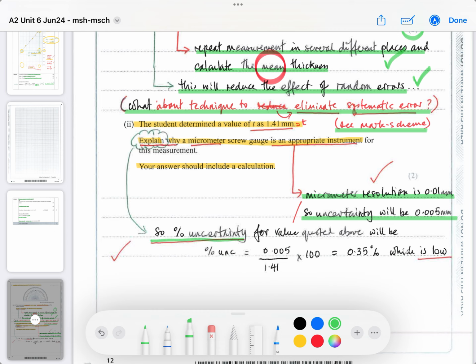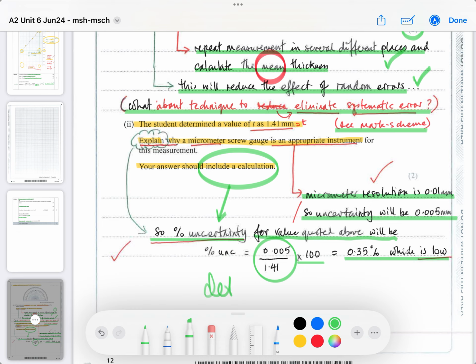So explain, you then go to this bit. So the percentage uncertainty for the value quoted above, which is 1.41 millimeters, will be half the resolution divided by the mean value times 100. And that will give you a small percentage uncertainty of 0.35%. So that's what they mean by including a calculation. Yeah, don't just speak about it, get some more detail. So detail, clarity, and depth is what gets you marks in any exam.